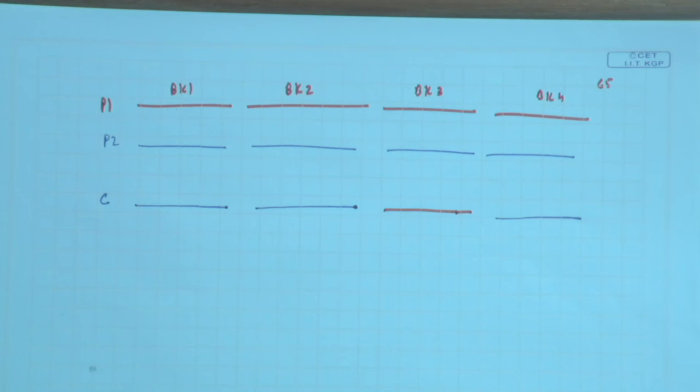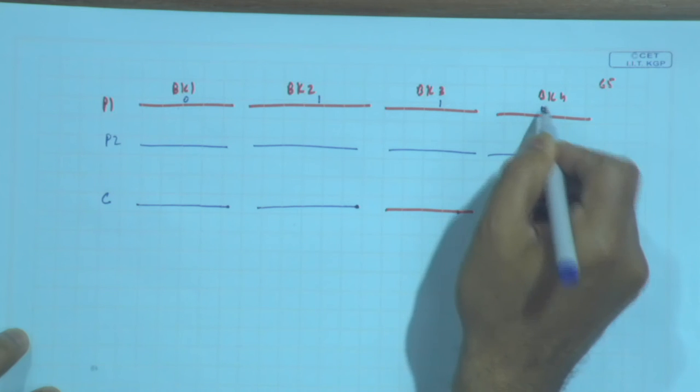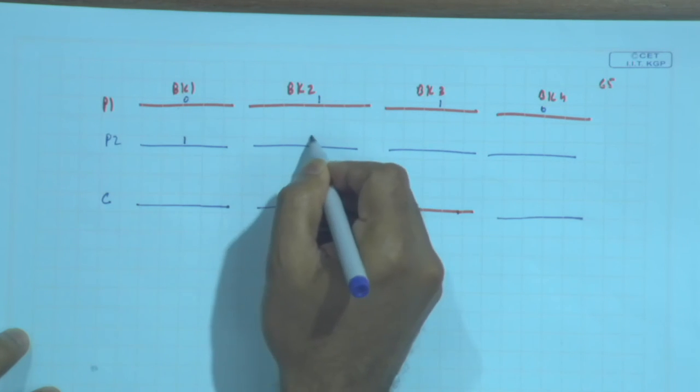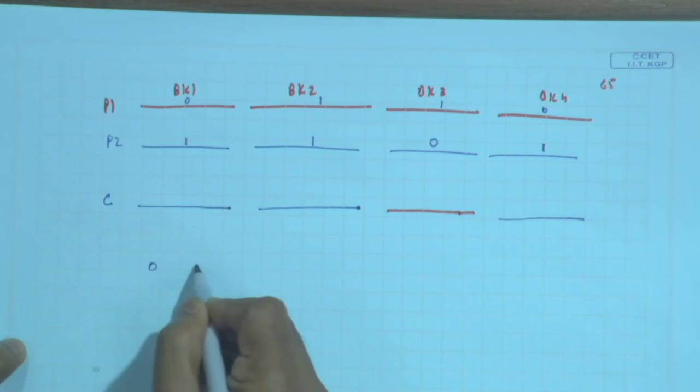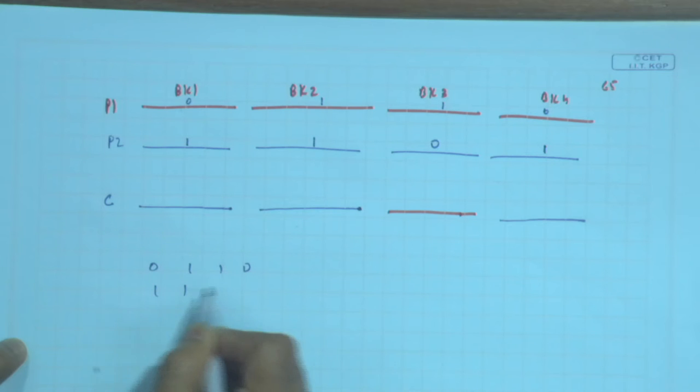Why are you saying it's not a crossover? What is the confusion? Let me see. Or do you want to say now it is a crossover? Or do you still say it is not? Okay, why? That's why I want to understand. If this were, let's say, 0, 1, 1, 0, and this is 1, 1, 0, 1. So let me put it here: 0, 1, 1, 0, 1, 1, 0, 1. And I do a crossover.